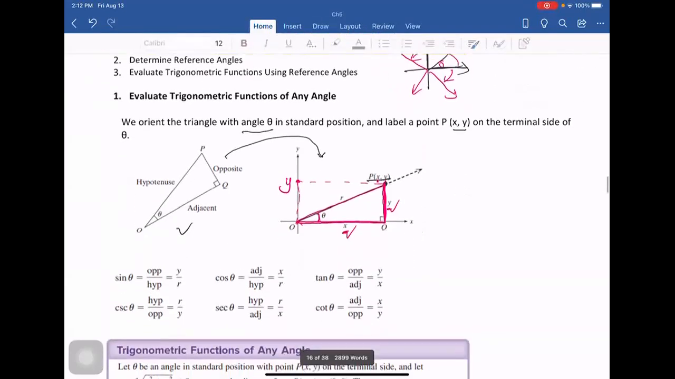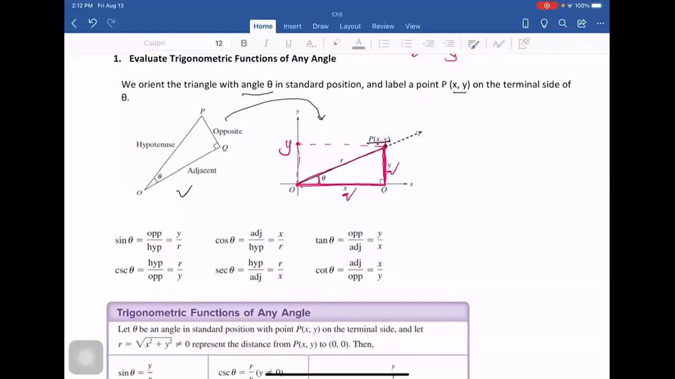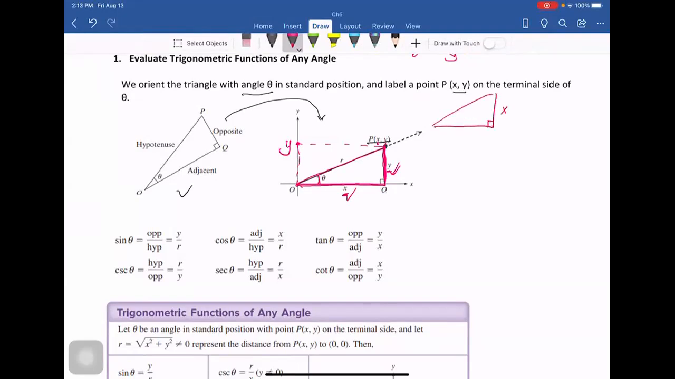Why do I say that? Because we use this information to find the 6 trig functions. Since we know x and y in this right triangle, we can easily find the hypotenuse: the hypotenuse equals x squared plus y squared. So r equals the square root of x squared plus y squared. This way, we find r.